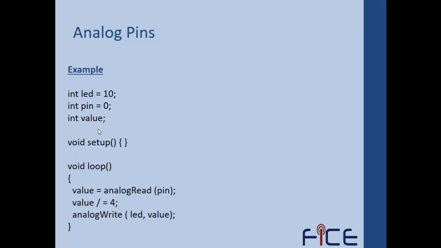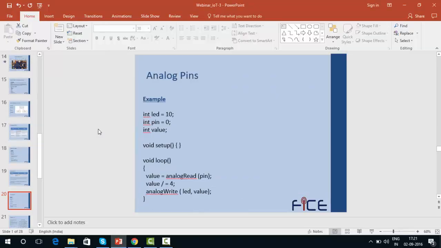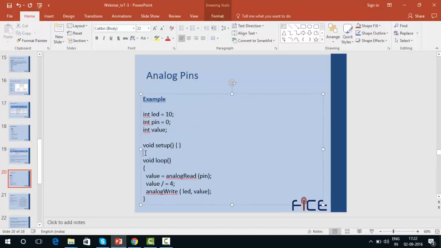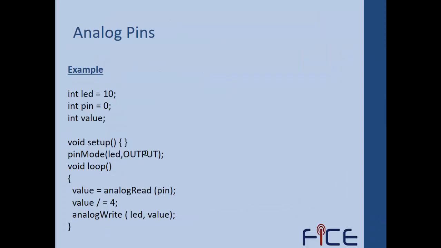Now one point is missing here. First you have to declare pin number 10 as an output pin, because pin number 10 belongs to the digital pins, and in case of digital you have to define it as input or output. Whenever we are generating output, we are writing something on pin number 10. It means in void setup you need to write pinMode. Which pin? Pin number 10, or you can use LED also: pinMode(LED, OUTPUT). So this pin number 10 is declared as the output pin.